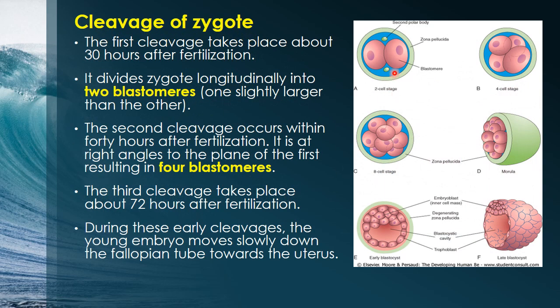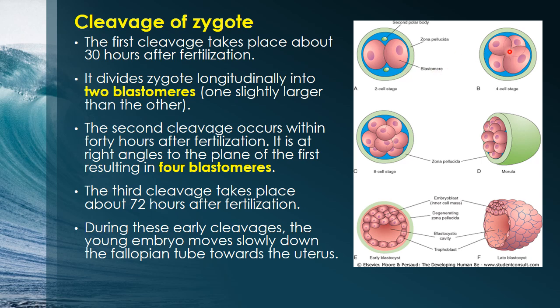You can see here in detail that the first cleavage takes place about 30 hours after fertilization, and it divides longitudinally into two blastomeres. Each blastomere is a pluripotent cell, capable of forming the embryo. One is slightly larger than the other.